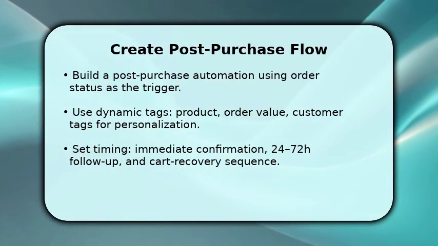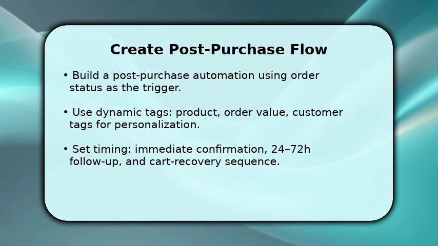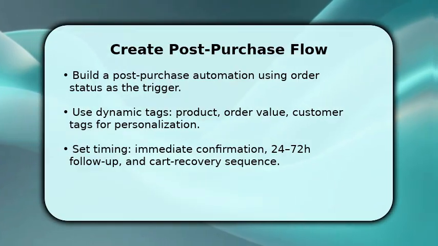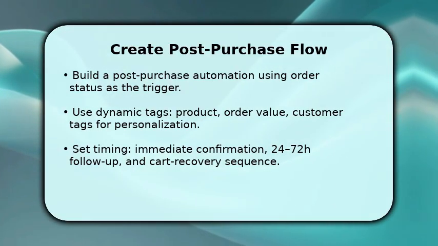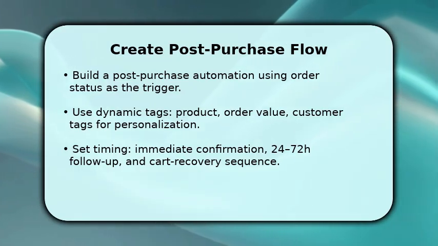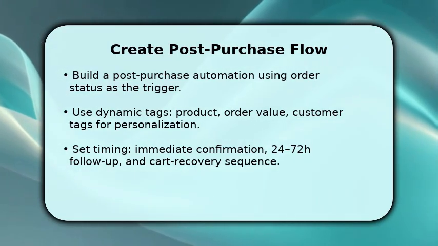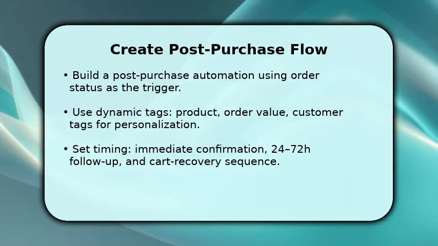You now create the core post-purchase automation in Postscript. Choose the order completed trigger so messages only go to buyers, and then add condition branches for high-value orders or specific products to increase relevance. Use dynamic tags to insert product names and discounts, making the message feel personal.